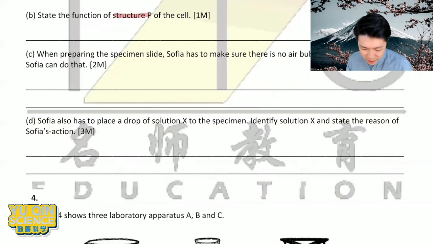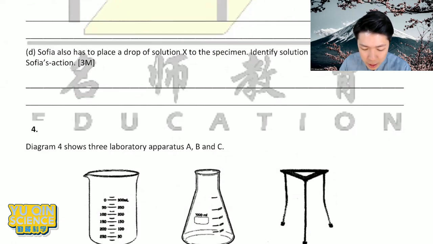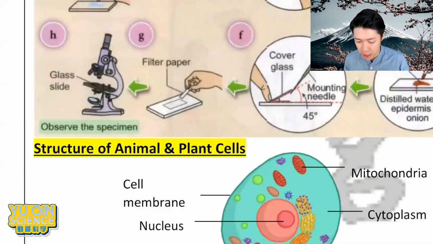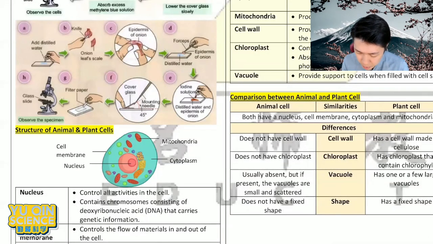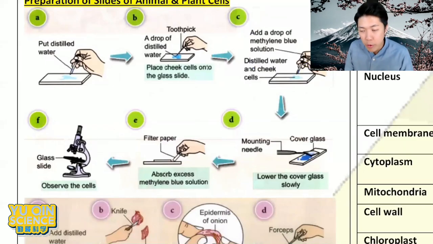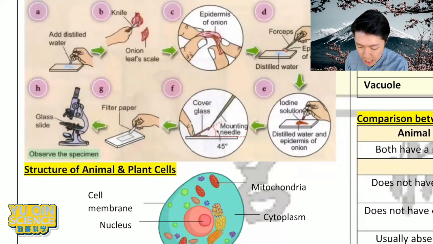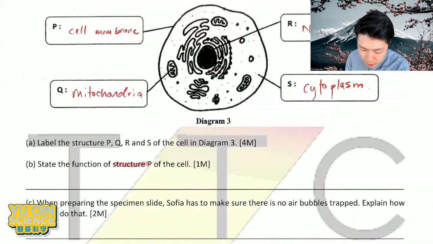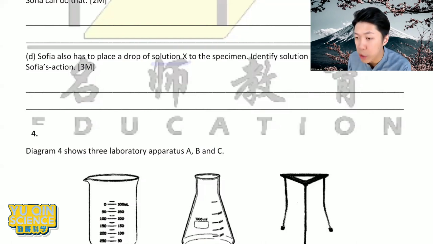Next one. Sophia also has to place a drop of solution, as always in your observation of microorganisms. We have to add 2 kinds of liquid for animal cells and plant cells. If you don't remember, again, it is in your short notes. For animal cell, we will be using methylene blue, everybody. For plant cell, especially onion cell, we will be using iodine solution. It depends on the question. The question now is talking about this cell, an animal cell, so you must know which solution it is.